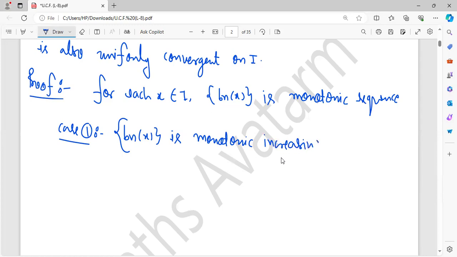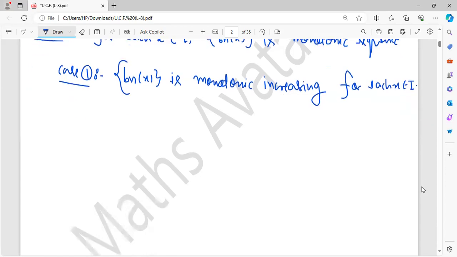When I say that b_n(x) is monotonic increasing, it is monotonic increasing for each x belongs to I. The second case will be monotonically decreasing. Now, if this is monotonically increasing, and we know that b_n(x) is uniformly bounded for all n belongs to N, with x fixed, what does it mean? By the monotone convergence theorem.